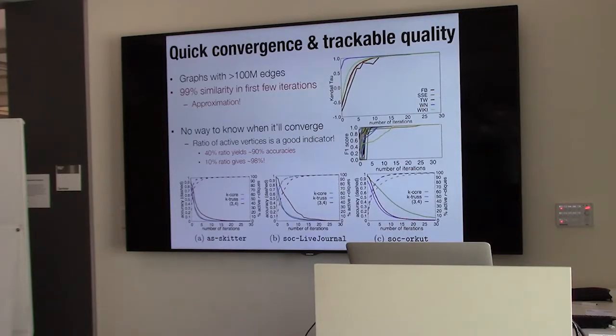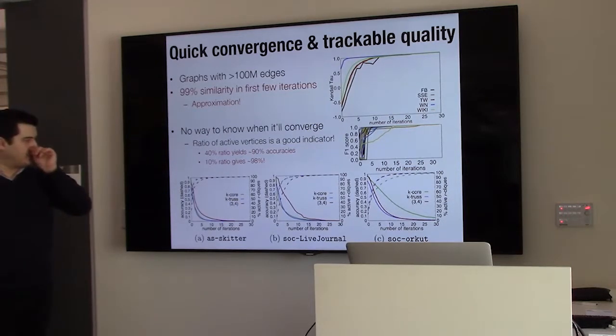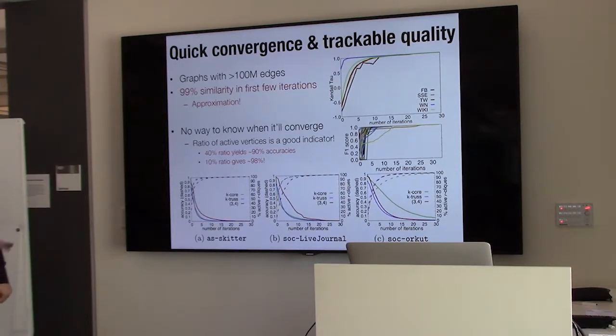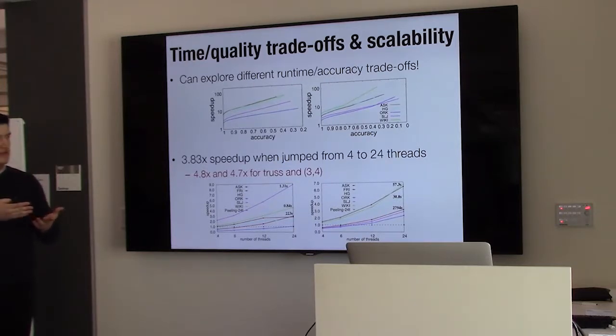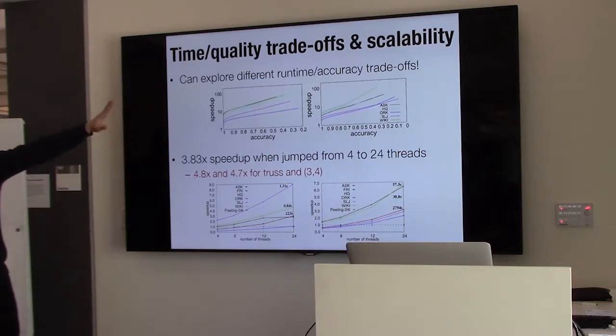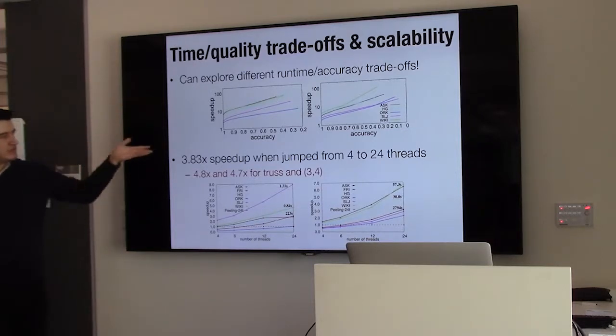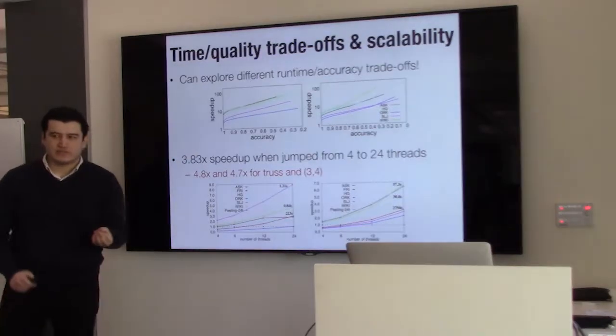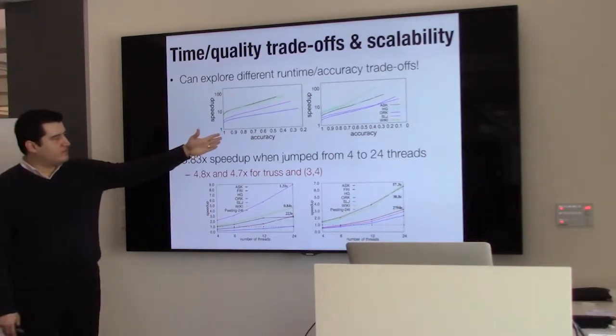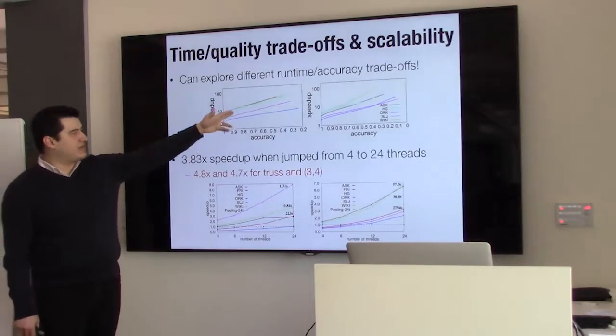So if you could wrap up. Please. Yeah, I mentioned the 40% ratio gives 90% accuracy, and if you use 10% active vertices, you will have 98% accuracy. And as I said at the beginning, it is about approximation, so it enables you to explore different trade-offs between time and quality. So this is the trade-off chart where we have different speed-ups with respect to the full computation if you let the accuracy be 90% or 80%.